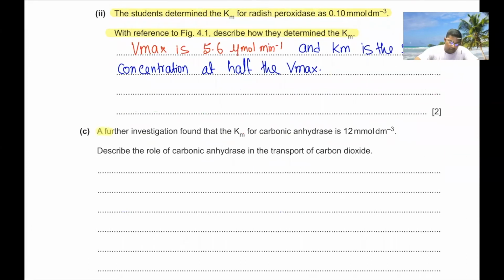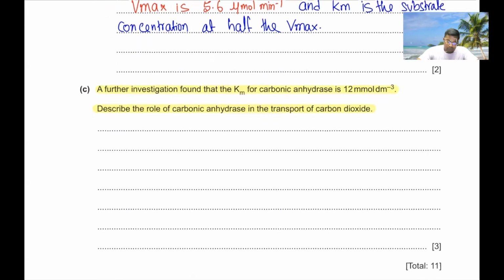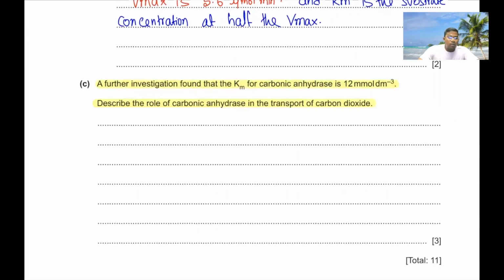Part C, a further investigation found that the Km for carbonic anhydrase enzyme is 12 millimole per dm cube. Describe the role of carbonic anhydrase in the transport of carbon dioxide. So basically, carbonic anhydrase enzyme catalyzes the reaction between water and carbon dioxide in red blood cell to form carbonic acid, which then dissociates to form hydrogen carbonate and hydrogen ion.